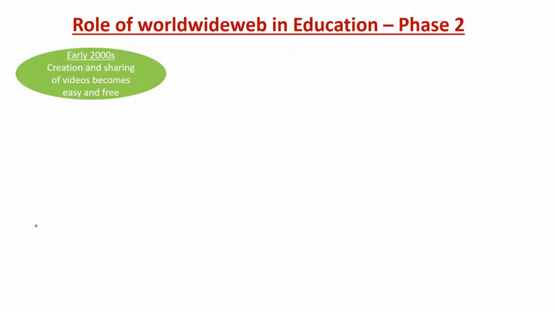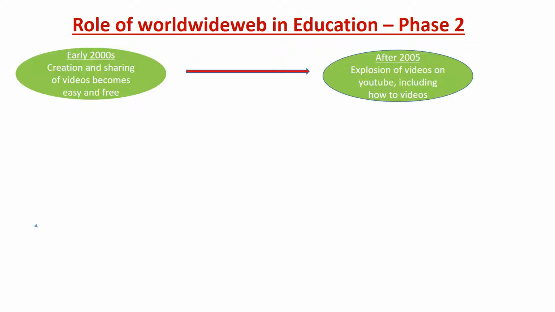The second development in the World Wide Web from the perspective of education happened in the early 2000s when creating and sharing of videos became easy and free. And then we had the phenomenon of YouTube in 2005. And after 2005, what we have seen is an explosion of videos on YouTube, including how-to videos. For example, how to replace a car battery, how to cook a particular type of meal.